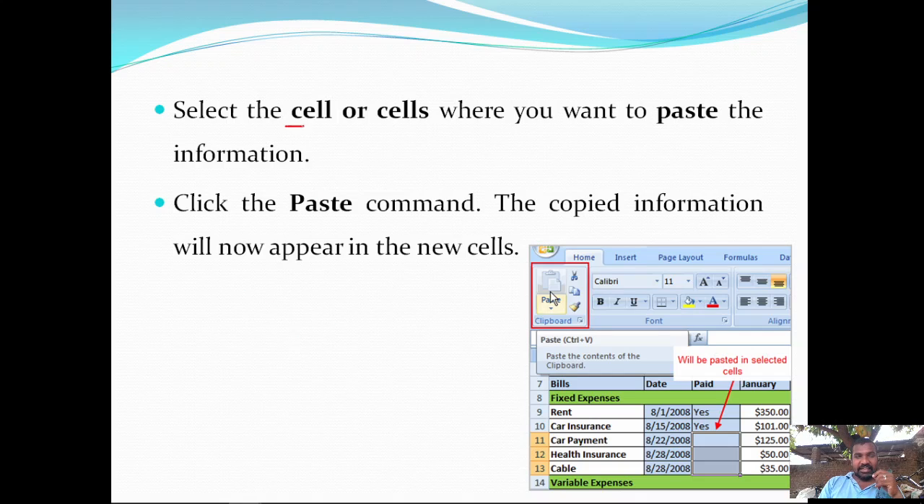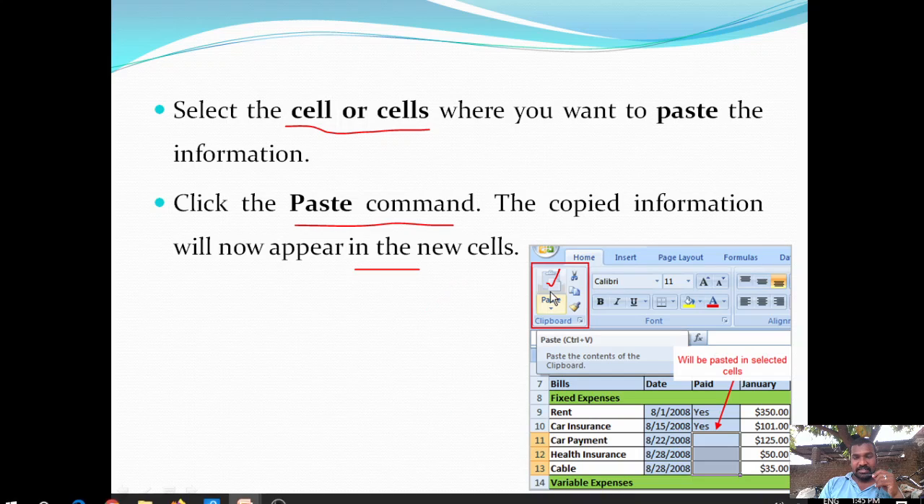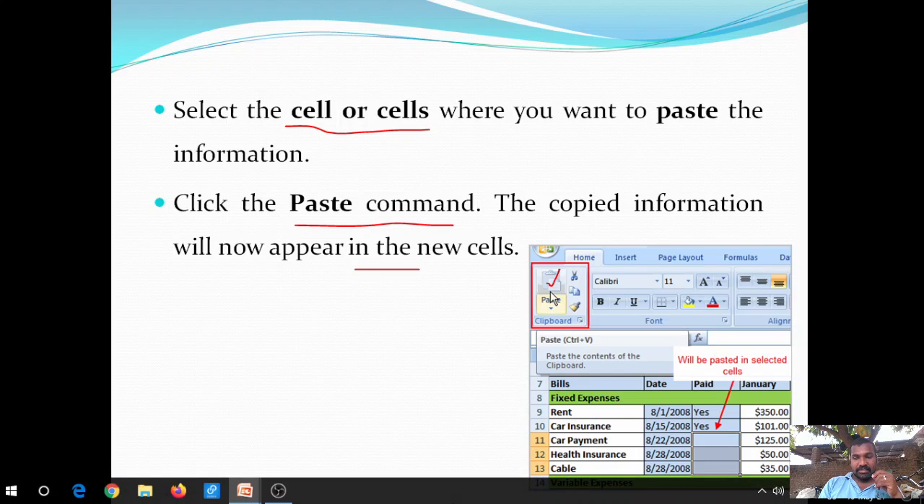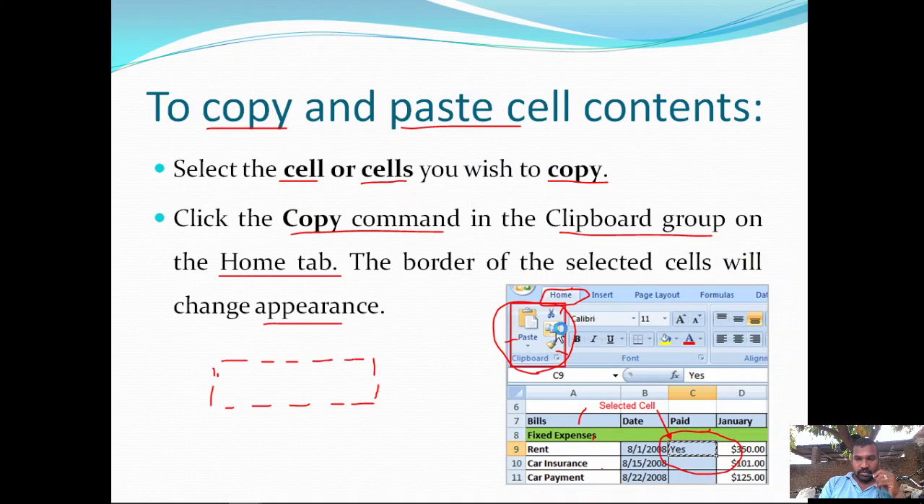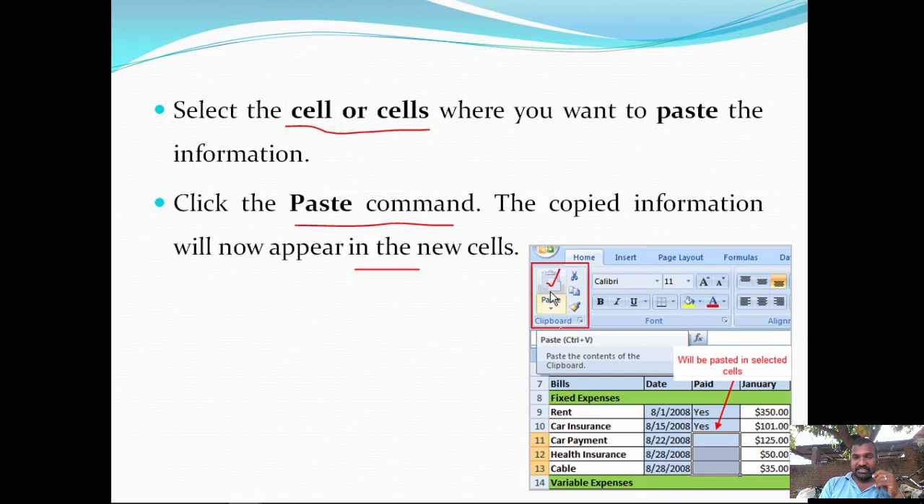Select the cell or cells where you want to paste the information. Click on the paste command, which is also available on the clipboard ribbon. The copied information will now appear in the new cells. So till now we have been copying and pasting cell or cells content.